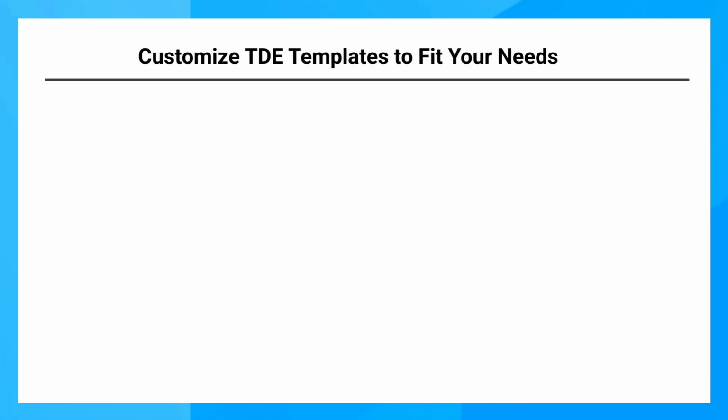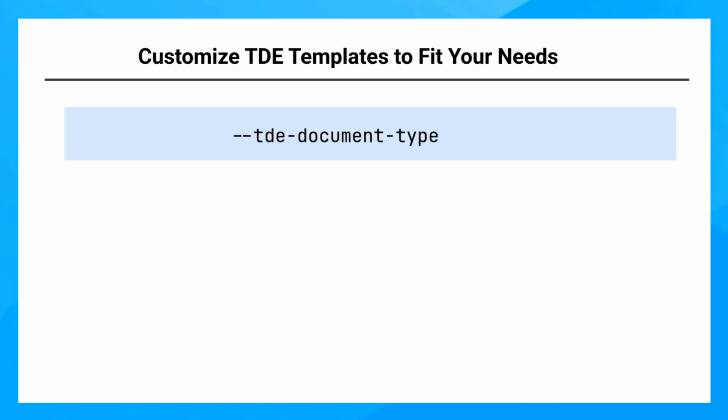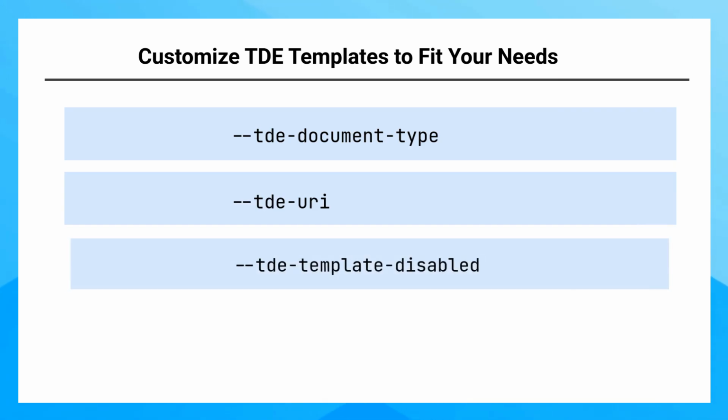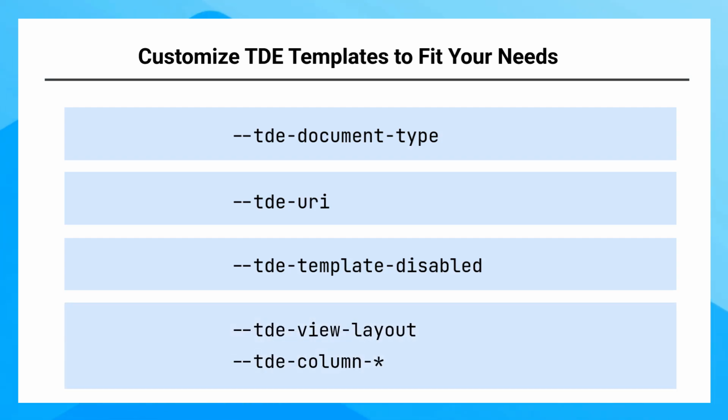You can also customize TDE templates to fit your needs. The TDE document type option lets you choose between JSON and XML document types. The TDE URI option lets you specify a custom URI for the template. The TDE template disabled option lets you load the template in a disabled state. There are also options for adjusting view layouts and column settings. For more information on customization, please refer to the relevant link in the description.